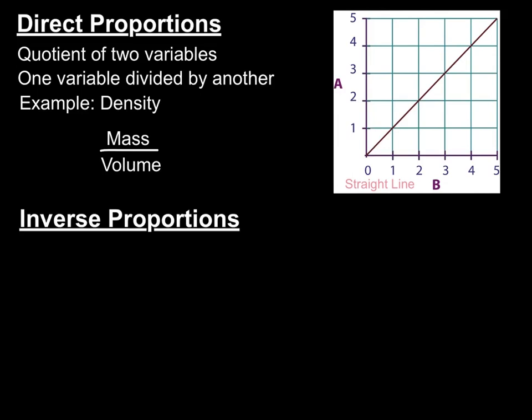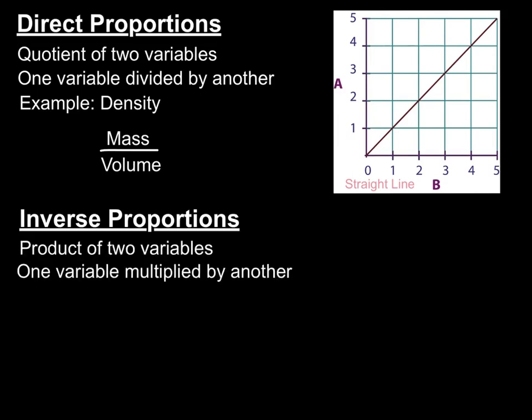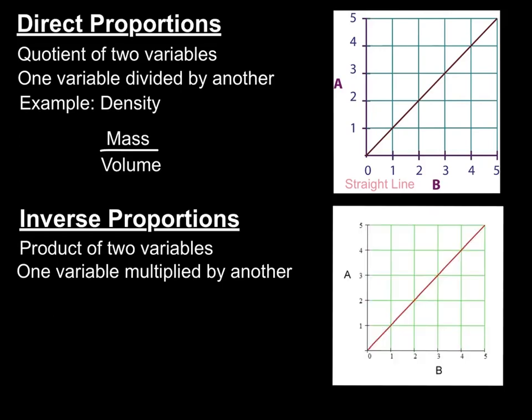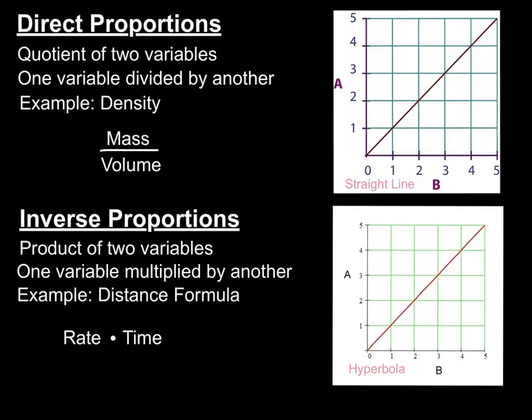Inverse proportions are where you have the product of two variables, or one variable multiplied by another. The graph of inverse proportion is a hyperbola. An example of an inverse proportion is the distance formula, where rate is multiplied by time.